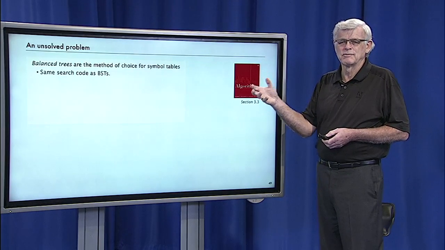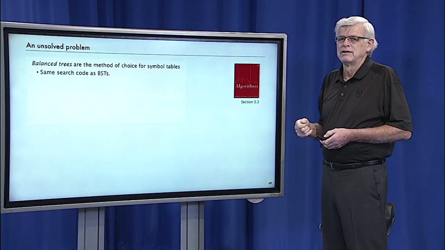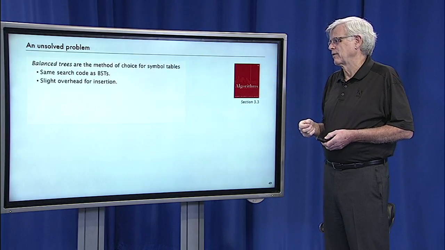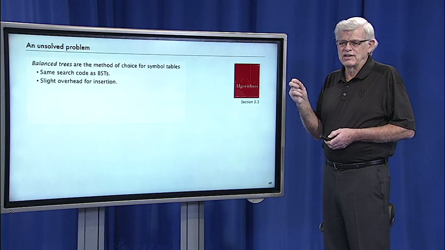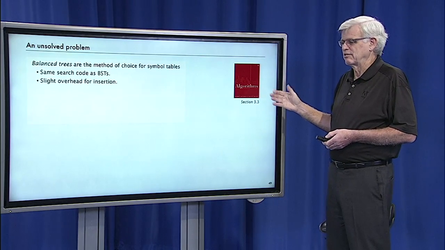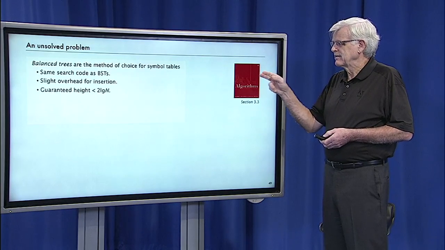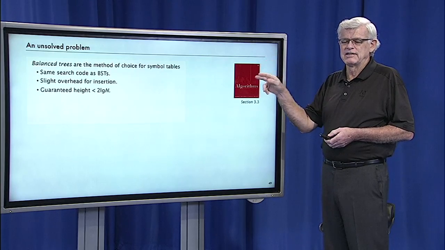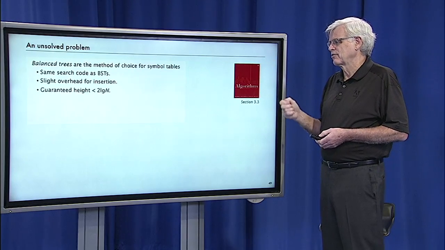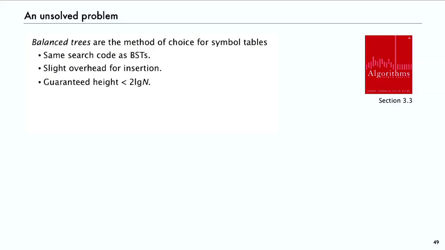In fact, you can use BSTs. You can represent balanced trees with BSTs, so much of the code is very much the same. There's only a slight extra overhead for insertion, and you can read all the details in section 3.3 of Algorithms. And it guarantees, with that slight overhead, that no matter how the keys are inserted, the height is going to be less than 2 log N. So it's going to be less than twice the optimal, guaranteed, no matter what the insertion is.